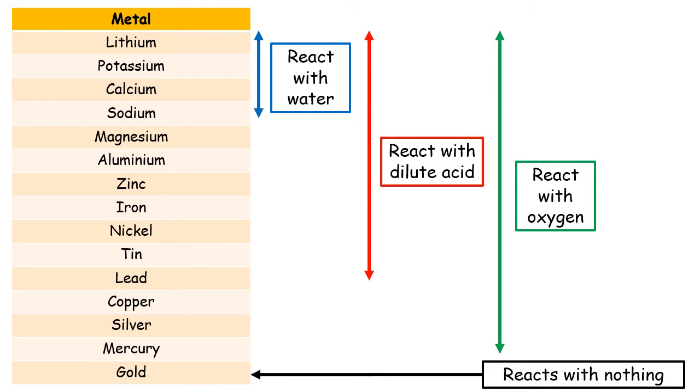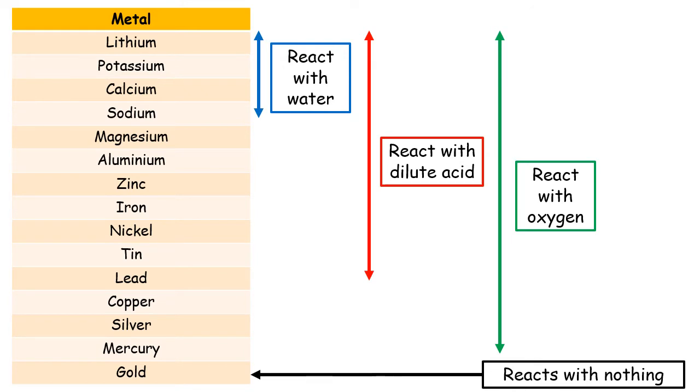Now, the next metals down, magnesium, aluminium, zinc, iron, nickel, tin, and lead, those ones cannot really react with water, but they will react with dilute acid and they will react with oxygen. So those are our second group, they're reactive metals, but they're not very reactive metals. Our next group of metals, lead, copper, silver, and mercury, don't react with water and don't react with acid, but they can react with oxygen. These are our less reactive or not very reactive metals.